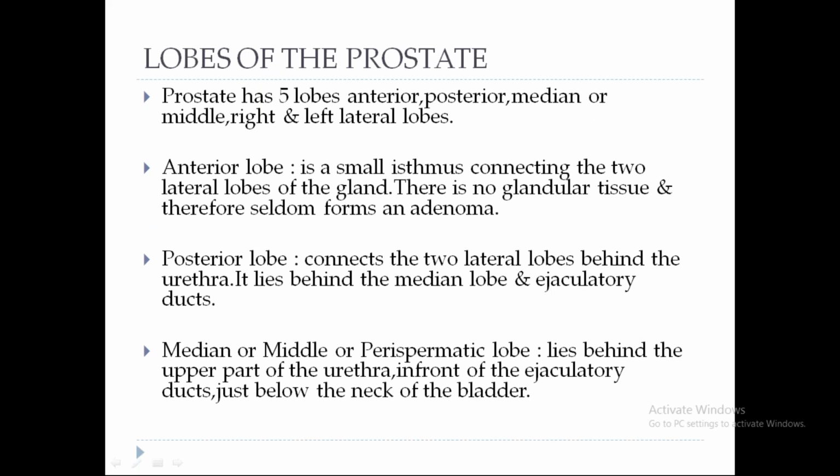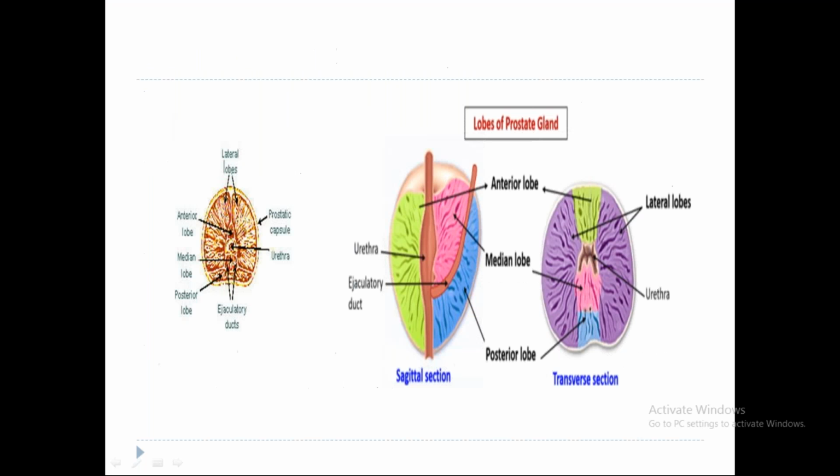Coming to lobes, the prostate has 5 lobes, that is the anterior, posterior, median and 2 lateral lobes. The anterior lobe is a small isthmus connecting the 2 lateral lobes of the gland. I'll show you the image and tell you. See, this is the prostate. The anterior lobe connects both lateral lobes. This is the median lobe. This is the posterior lobe. Between these two will be the ejaculatory duct.